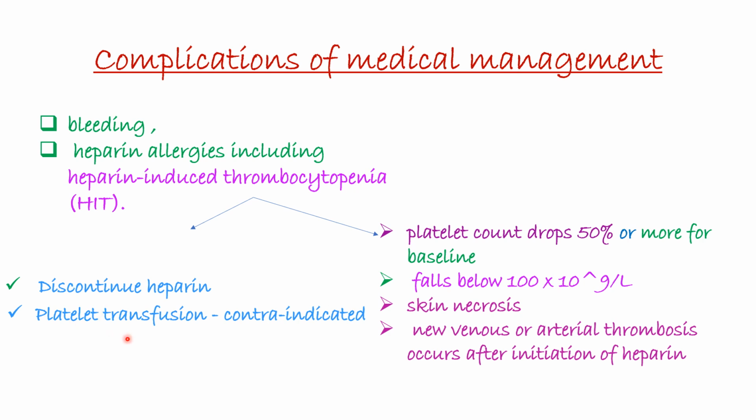So when you give platelets as your treatment, because the patient has come in with a low platelet count, the platelets have fallen to 100. Most medics will think, now let's give a platelet transfusion, but what you'll do is just feed into the arterial or venous thrombosis. You'll be worsening the problem. So what you do is stop the heparin and give direct thrombin inhibitors.